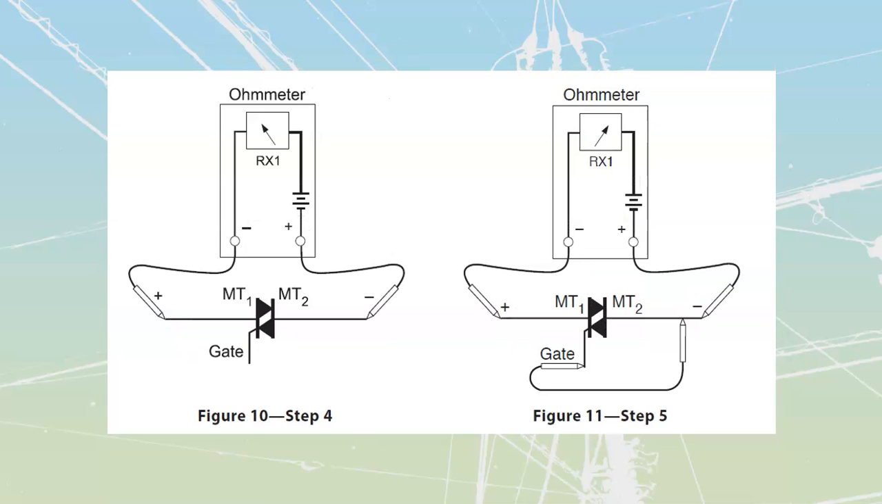Then all you have to do is flip your leads around. So now your meter has been reversed. Once again, you should be reading at this point that it's going to be open. Or if you're using the ammeter, no amps. And then you're going to touch that gate over to your main terminal 2 once again. And then it is going to close, and you should have current, amps, inside of the circuit. Once again, rare that your meter is going to be able to run this.